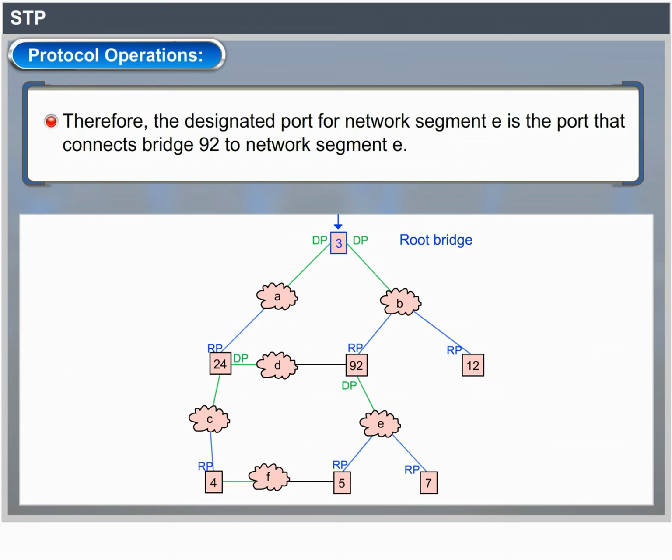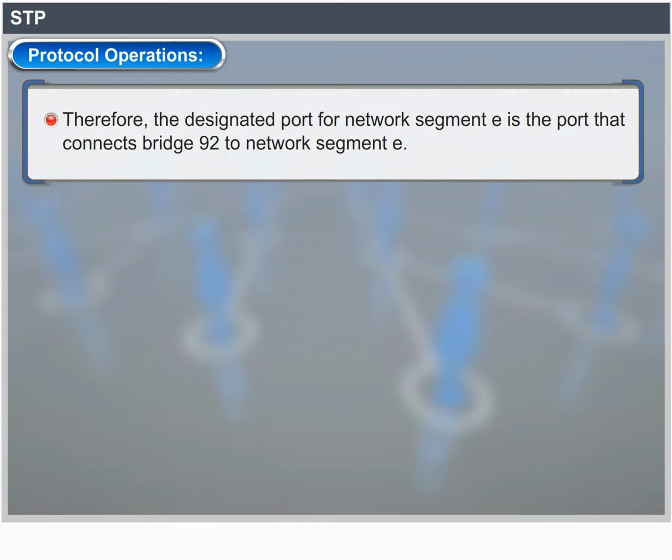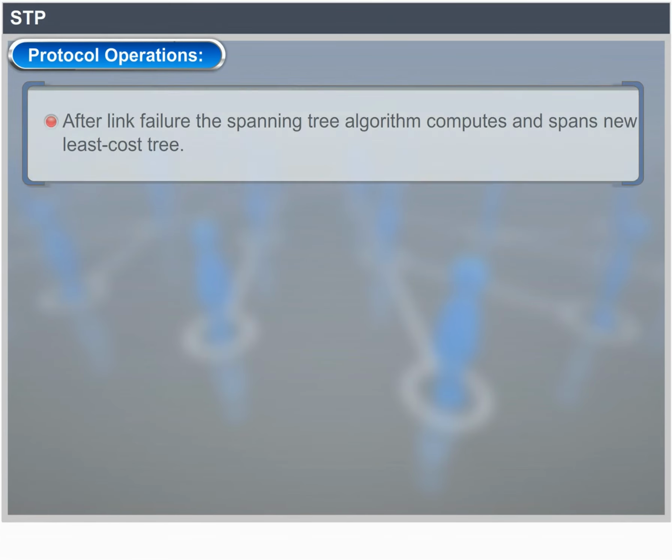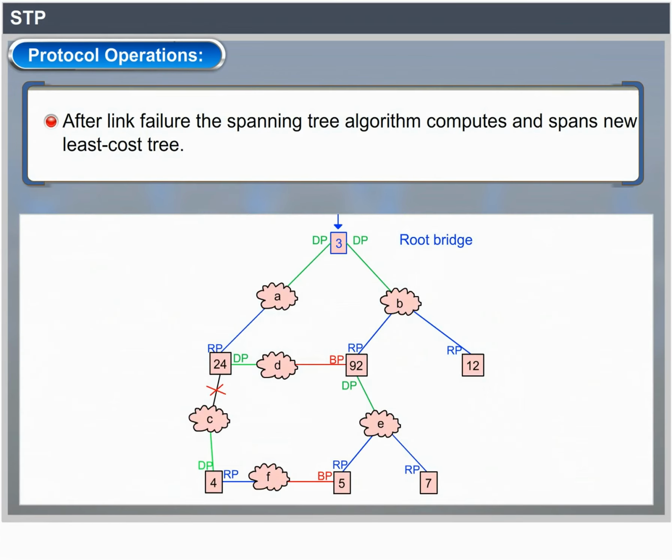This diagram illustrates all port states as computed by the spanning tree algorithm. Any active port that is not a root port or a designated port is a blocked port. After a link failure, the spanning tree algorithm computes and spans a new least cost tree.